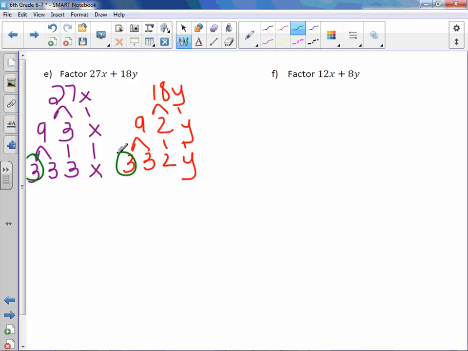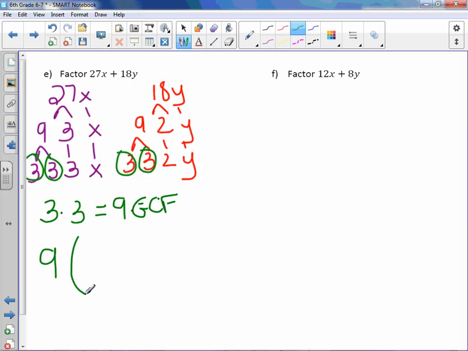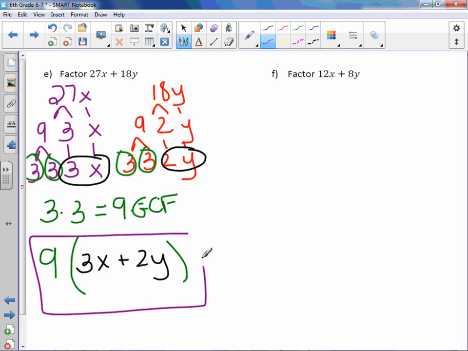It looks like we have a 3 and another 3 in common, which is it. So our GCF is 9. And 9 goes on the outside of the parentheses. We have a 3 times x remaining on the left, plus a 2 times y remaining on the right. So our final answer here is 9 times the quantity 3x plus 2y. It looks complicated, but if you follow along through the steps, piece of cake.